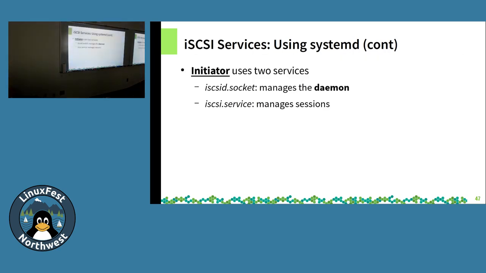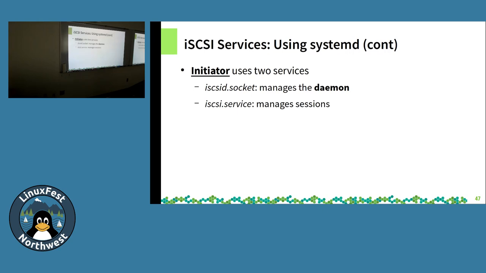Okay, and the initiator uses two different services, one for the daemon and one for automatic logins, which I'll talk about in a second. So the daemon is controlled by a socket. Systemd has this thing called socket activation. It's optional. So the daemon isn't actually running until the first time somebody tries to talk to it, and systemd starts it up and connects it. And the way it's designed, it just stays running after. So that's what that iSCSI-D socket service does.